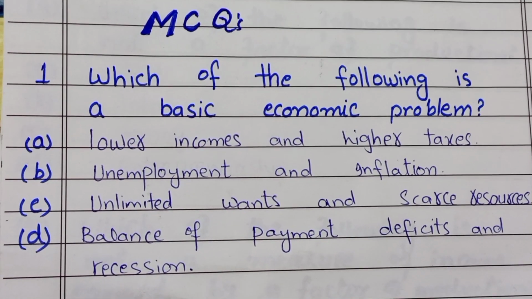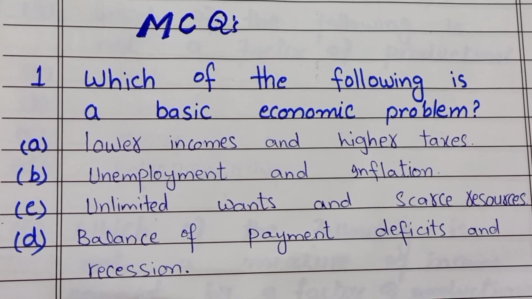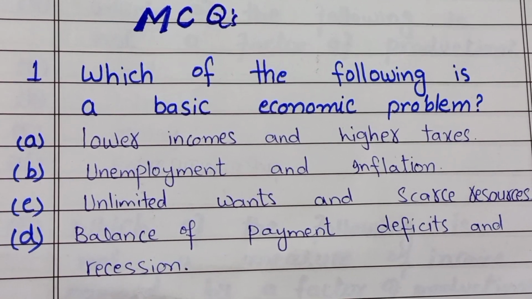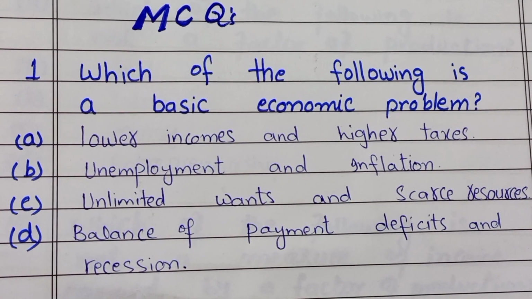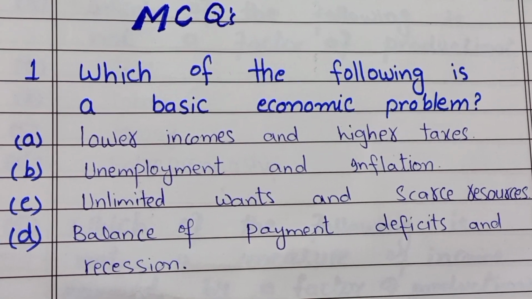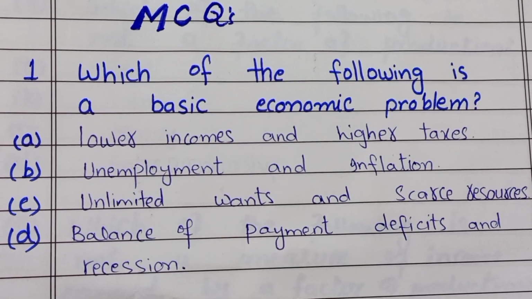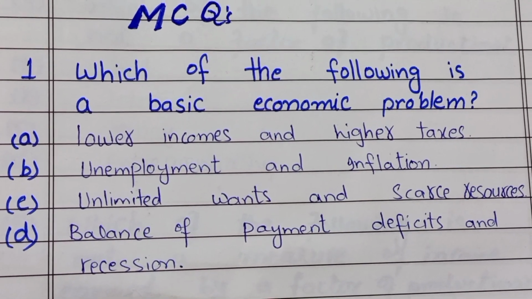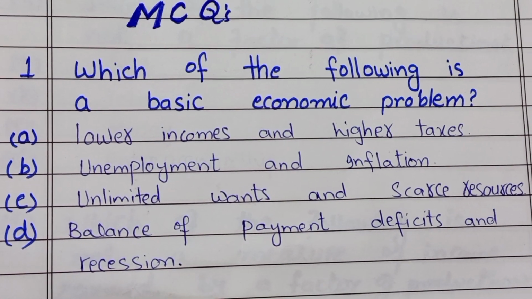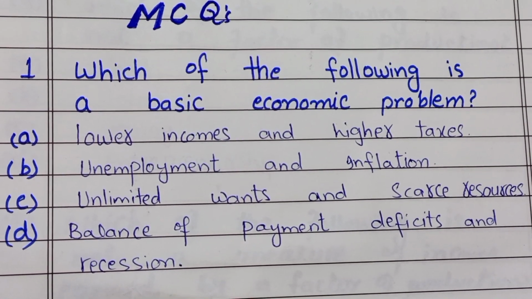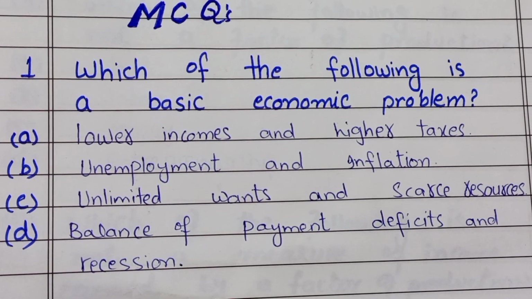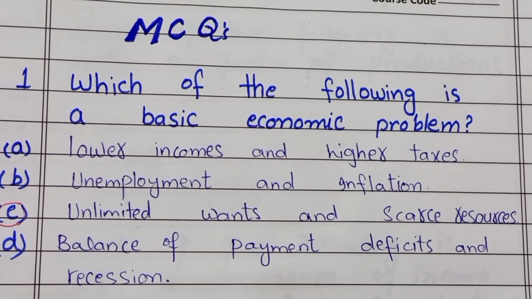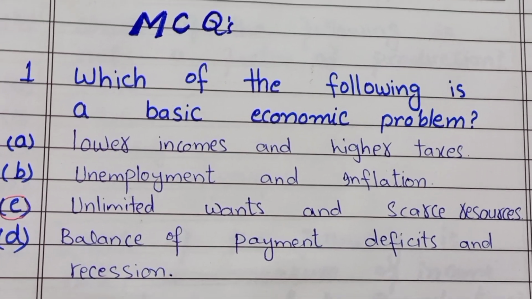Today I'm going to discuss 10 MCQs of economics. Number 1 is, which of the following is a basic economic problem? A, lower income and higher taxes. B, unemployment and inflation. C, unlimited wants and scarce resources. D, balance of payment deficits and recession. So the answer is, think about it. The answer is C, unlimited wants and scarce resources.